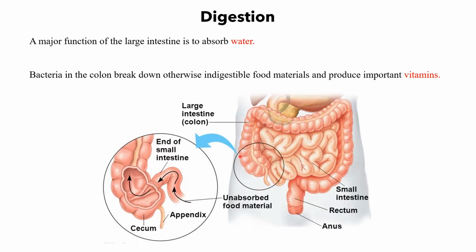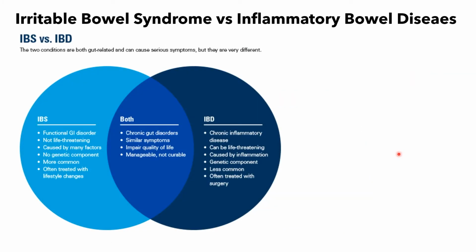Now, we'll see in a little bit that that bacteria has good players and bad players. And if the bad players are to win out, then that's where we'll see the emergence of inflammation and ultimately inflammatory bowel disease. Now we're going to move into the diseases that we're covering today.